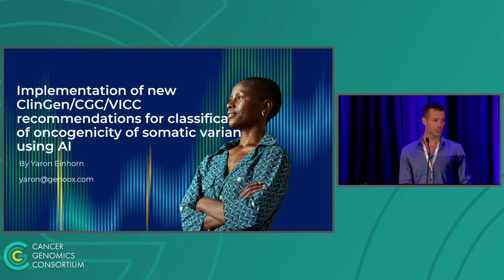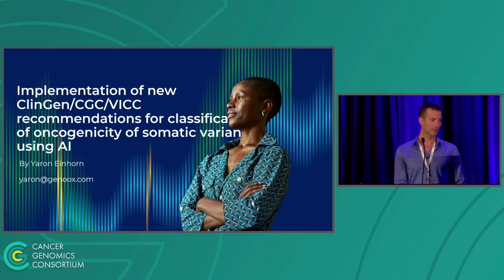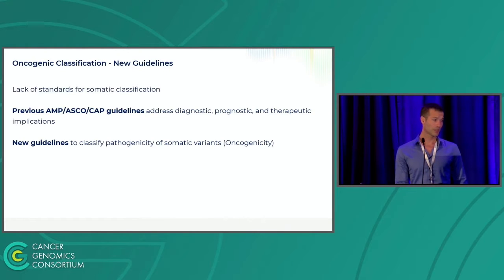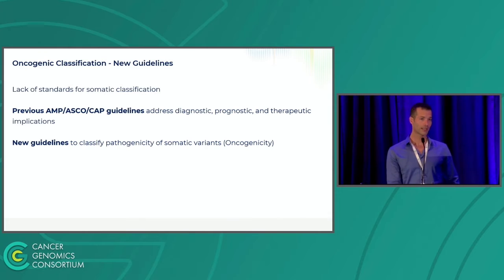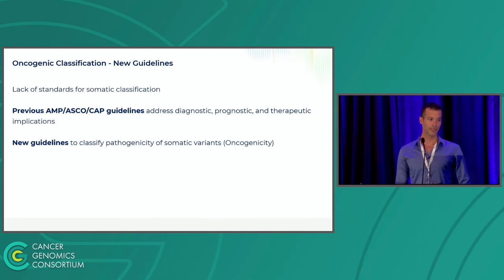I'm a bioinformatician at Genox, and my talk today is about our implementation for the new ClinGen, CGC, and VICC recommendations for the oncogenicity classification of somatic variants. These guidelines were published last May, and unlike the previous AMP, ASCO, and CAP guidelines, which address the issue of clinical interpretation of somatic variants, this new guideline came to address the pathogenicity classification of somatic variants, termed oncogenicity.